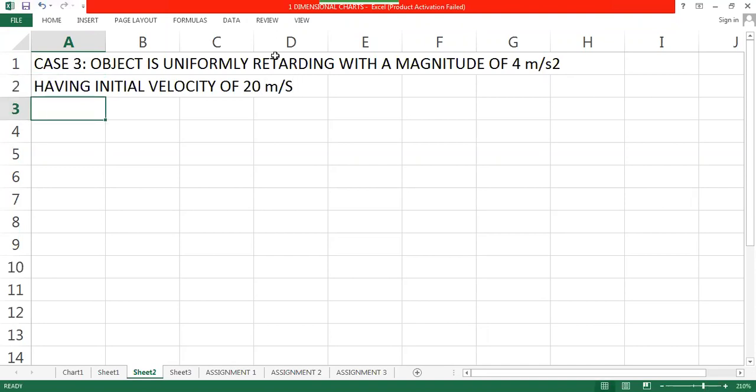Okay, so what is happening in this case now? So you will find that in this case the object is uniformly retarding. In the earlier case it was uniformly accelerating. Now it is uniformly retarding. What is the magnitude of retardation? 4 meter per second square. Okay, but obviously if the object is retarding, means it is already having some velocity. So what's the initial velocity of the object? So the initial velocity of the object is 20 meter per second. Yes, beta, it's a uniform retardation. So let's put this in our coordinates. Chalo. So let's put this in our table.